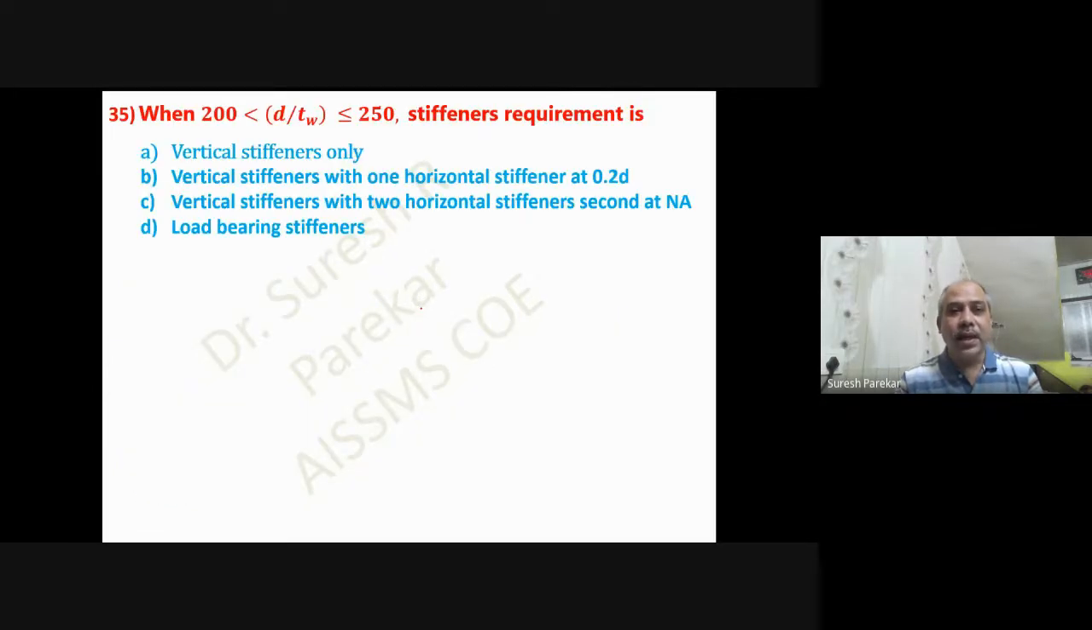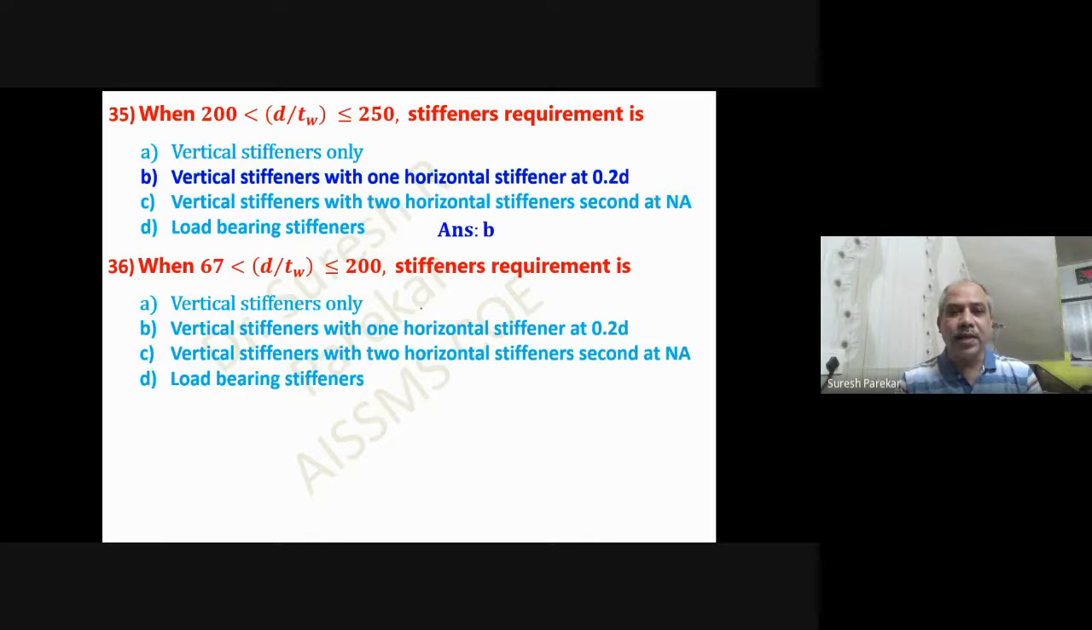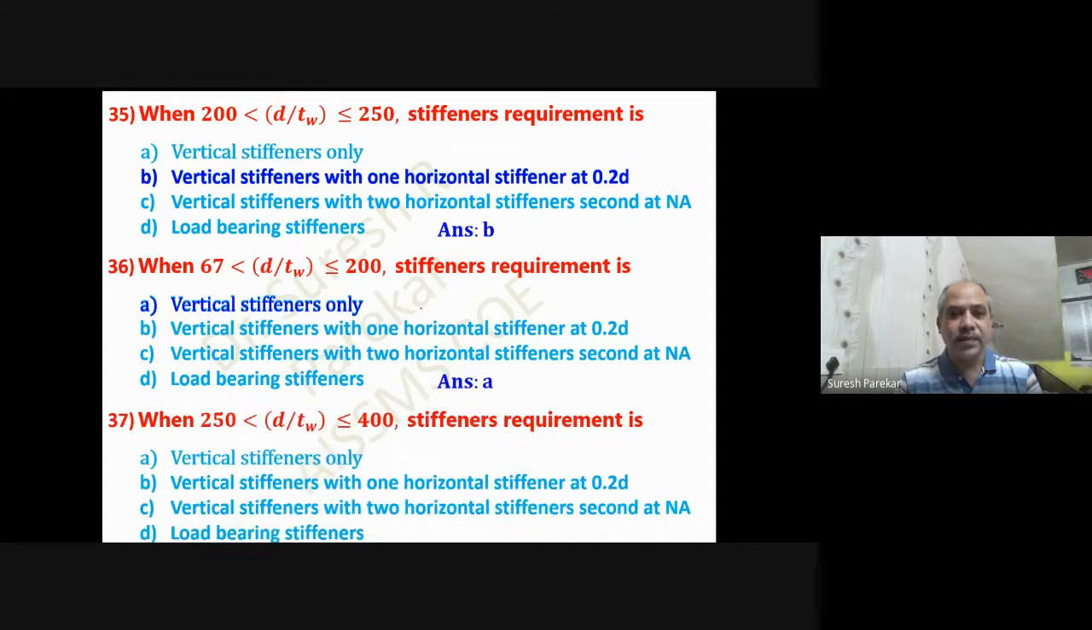When D by TW is between 200 to 250, then the stiffener requirement is vertical stiffeners with one horizontal stiffener at 0.2 D from the compression flange. When this value of D by TW is between 67 to 200, then we require only vertical stiffeners. And when it is between 250 to 400, then we require vertical stiffeners, one horizontal stiffener at 0.2 D from the compression flange, and another at the neutral axis. So we have answer C. If this value is greater than 400, then we have to change the section.